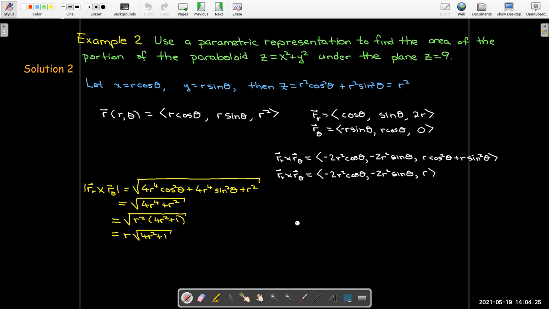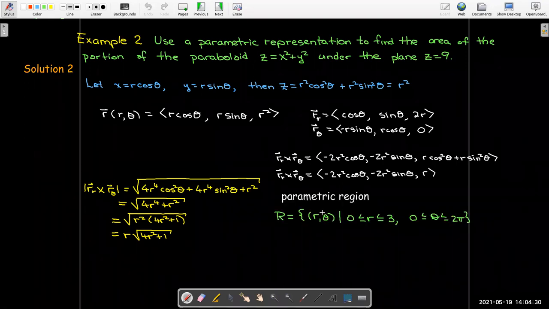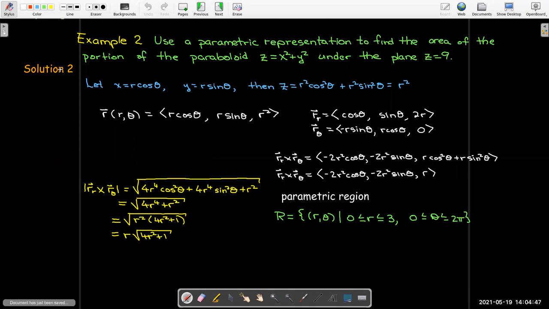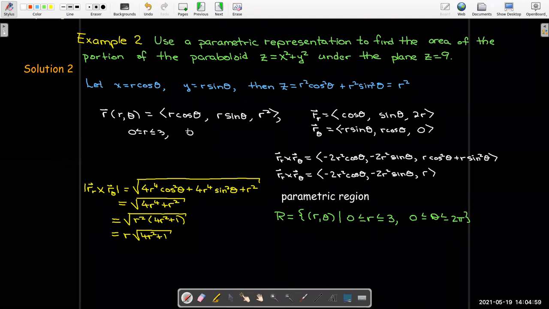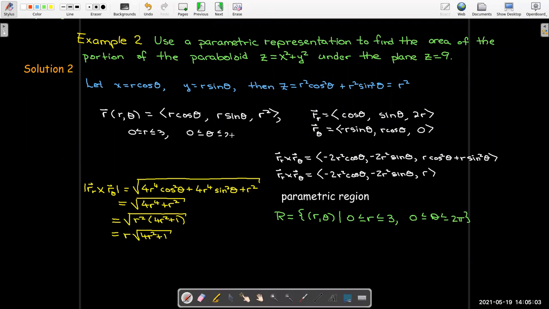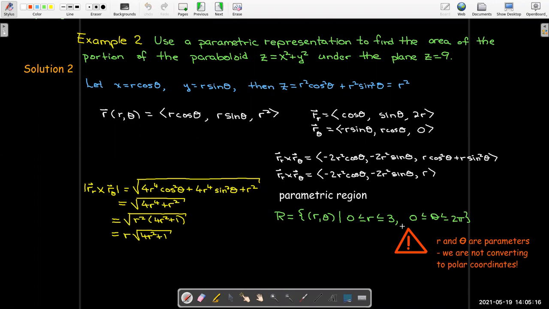Now let's think about our parametric region. It is in the r theta plane, and r just goes from 0 to 3, and theta goes from 0 to 2 pi. In fact, I should have included that as part of my description of the parametric representation here. So I really should have said up here that r goes between 0 and 3, and theta goes between 0 and 2 pi. This parametric region in the r theta plane is actually a rectangle. It is not a polar region. r and theta here are just simply parameters. I could have used u and v. Maybe that would have been less confusing, but we could have used u and v.